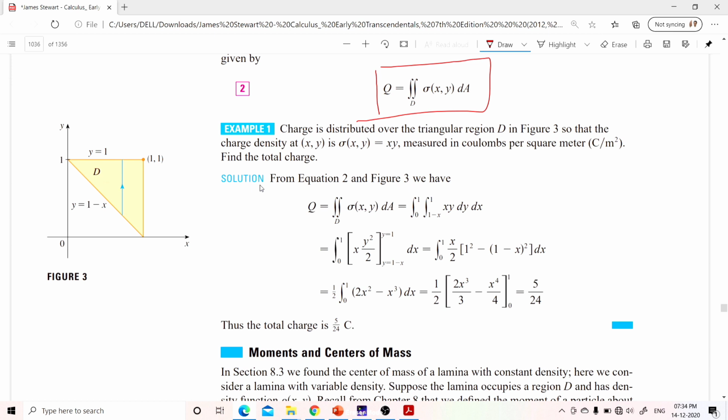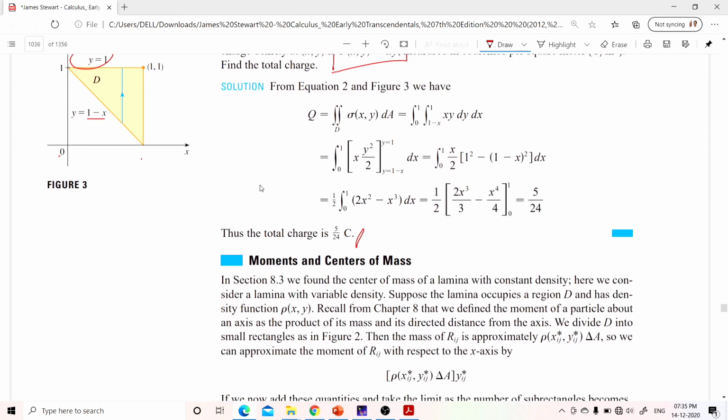Here you may see a charge distributed over a triangular region, which is given in this figure. In this figure, x ranges from 0 to 1, and y ranges from 1 minus x to 1. So your integral is this one, and sigma of x y is given to be x y. So do the integration, and this is your total charge.